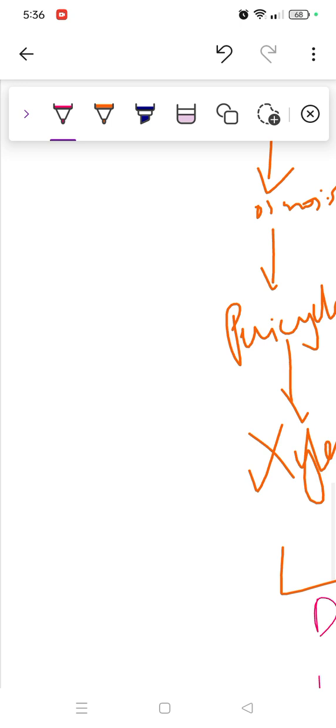So the topic of water and mineral uptake by roots is complete here. Next we'll come up with the movement of water in the xylem.